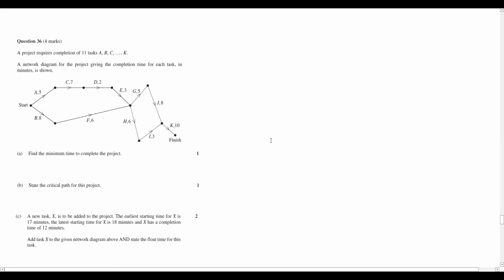Question 36. Lovely network problem here. A project requires completion of 11 tasks, A, B, C, all the way up to K. A network diagram for this project giving the completion time for each task in minutes is shown. What we should probably do is go through and map out the earliest starting time and then do backward scanning to figure out the latest starting time for each individual task. So let's go ahead and draw this up in a nice little box everywhere.